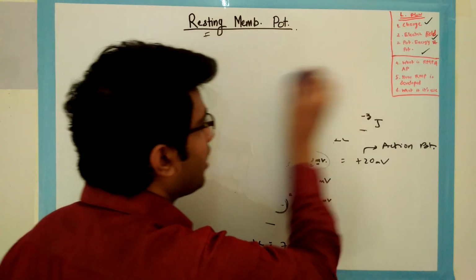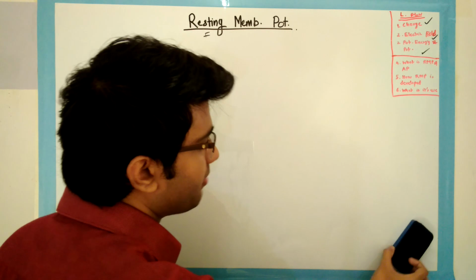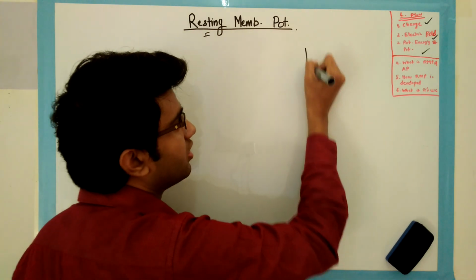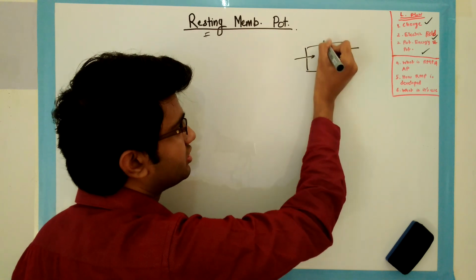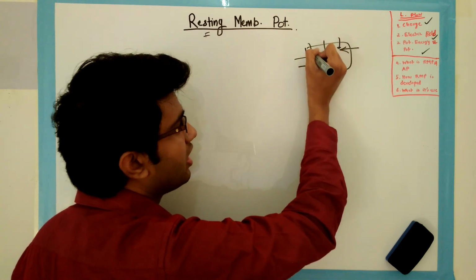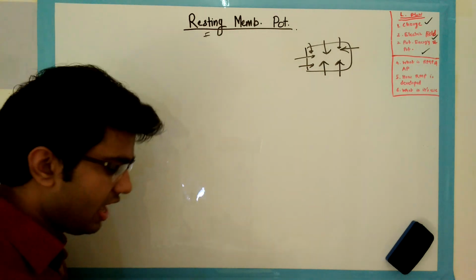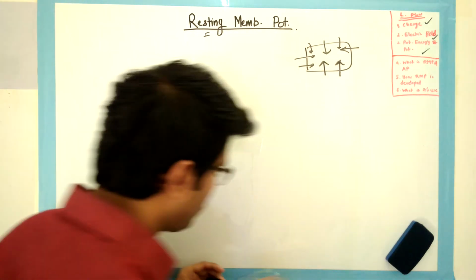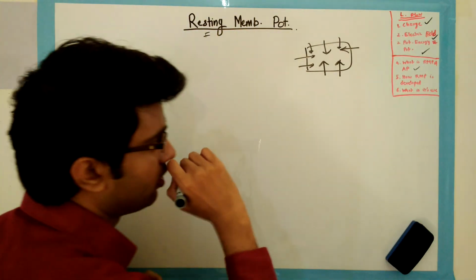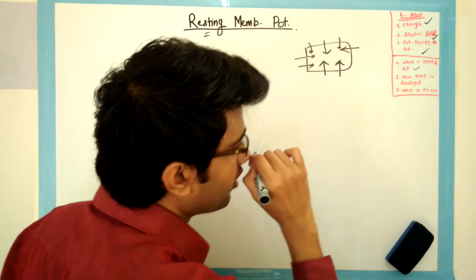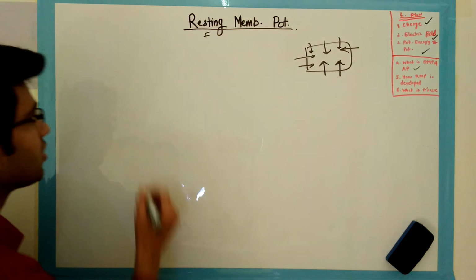Okay, so now once you have understood that the cell membrane is having electric field in this direction all across its cell membrane, and the potential corresponding to it is called the resting membrane potential. So we have answered this question: what is RMP and action potential? Now we have to answer how resting membrane potential is developed.